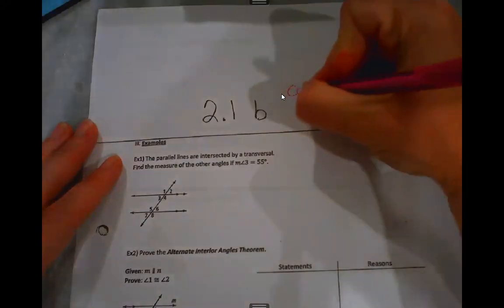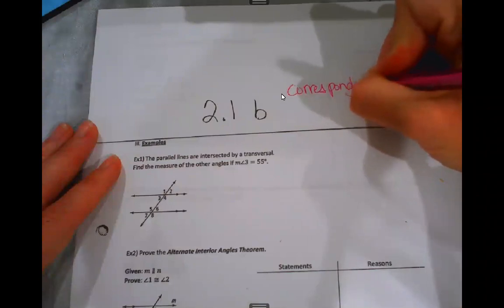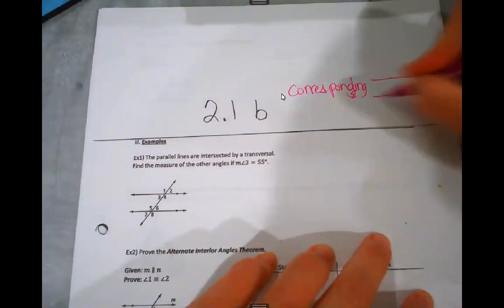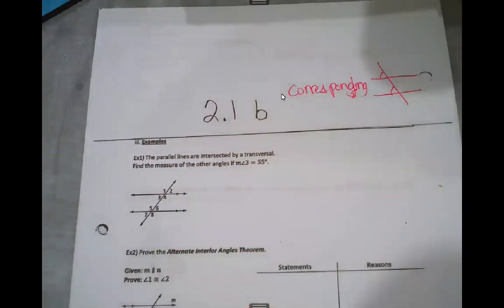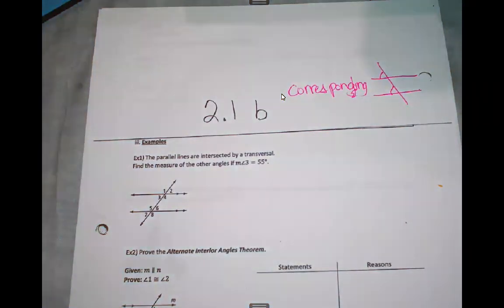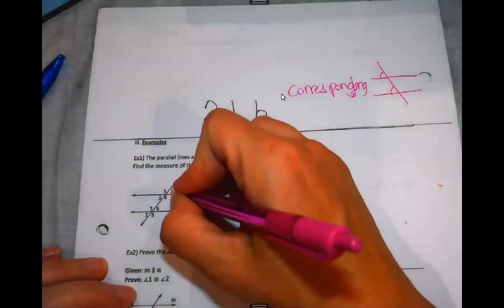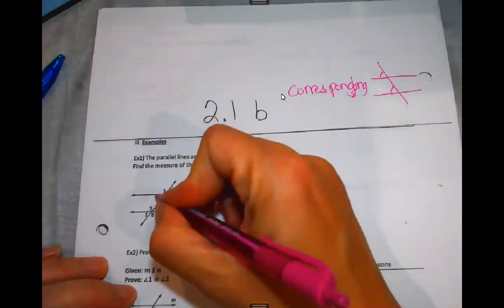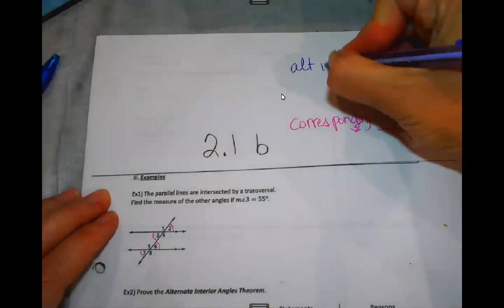Corresponding angles would be like these two. Okay, they're in the same position and they are equal. That would be like 2 and 6 or 3 and 7. I mean, there's tons here. I can't mark them all up because it'll get too crowded and messy. All right, next, alternate interior angles.